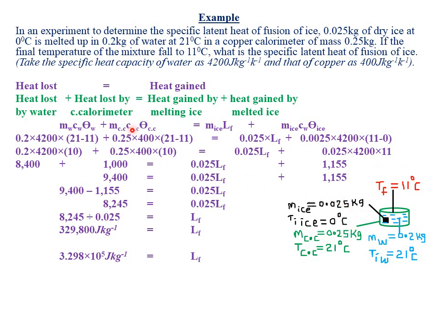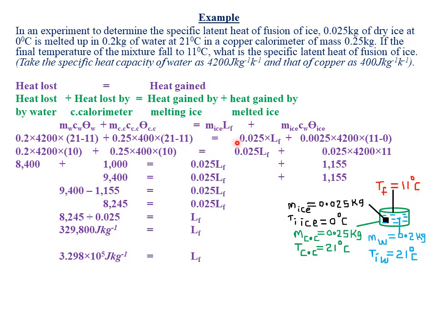Then plus the mass of copper calorimeter, we were given as 0.25 kg multiplied by specific heat capacity of the copper calorimeter. We are given it as 400 joules per kilogram per Kelvin. The change in temperature for the copper calorimeter is the same as the change in temperature for the water, so the difference between the initial temperature and the final temperature. When we are subtracting, we are interested in the positive value. So I'll simply take 21 minus 11.